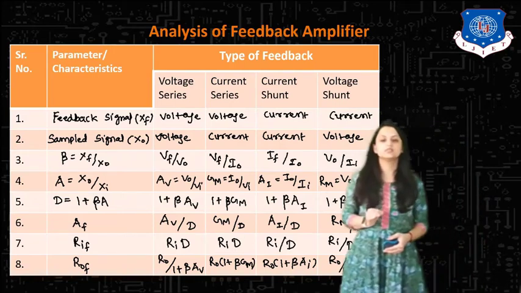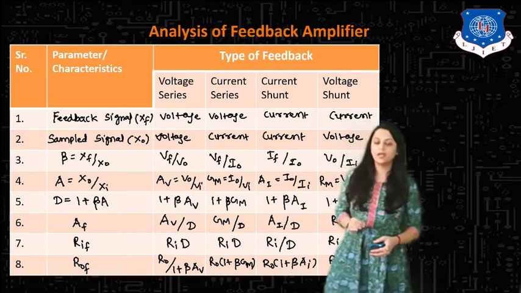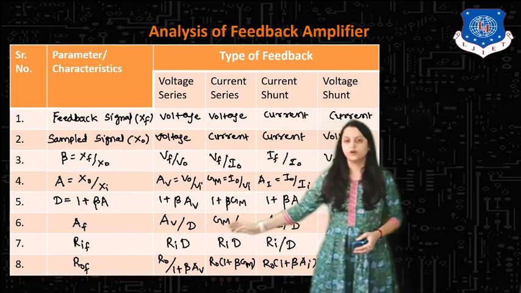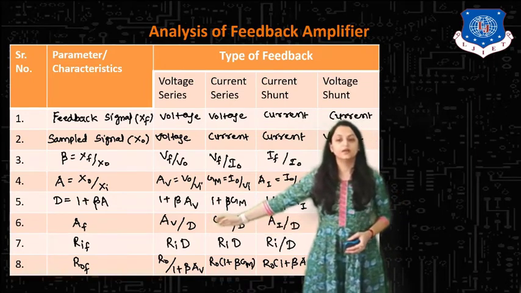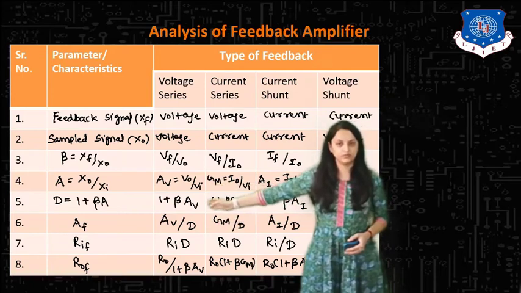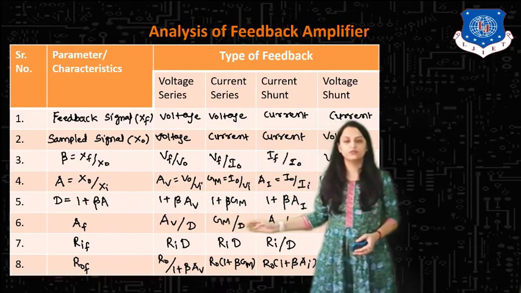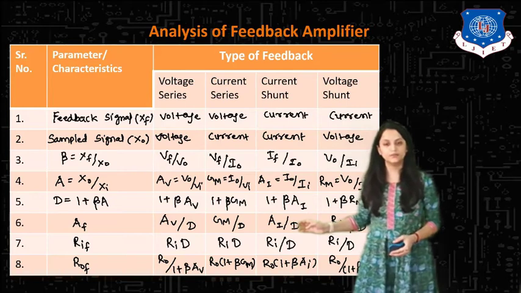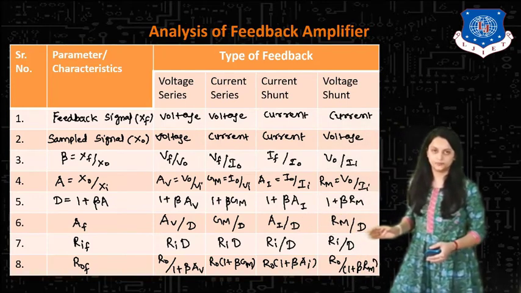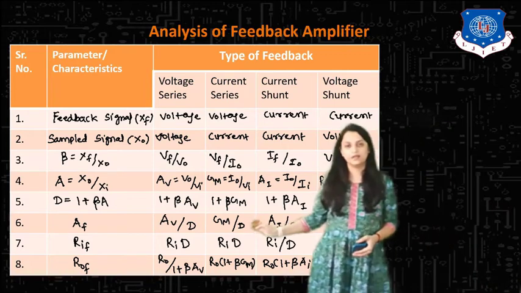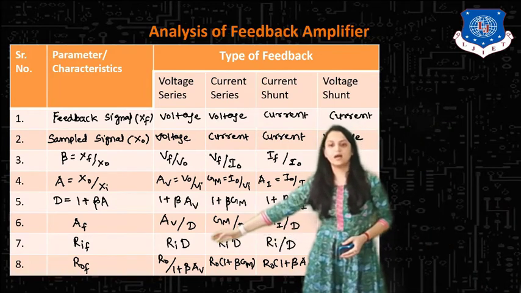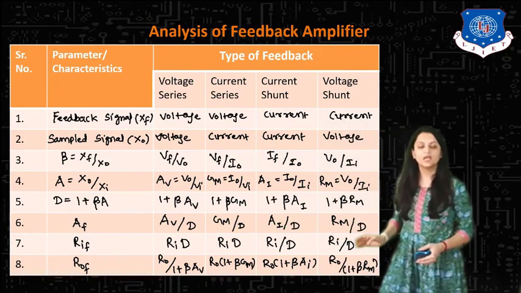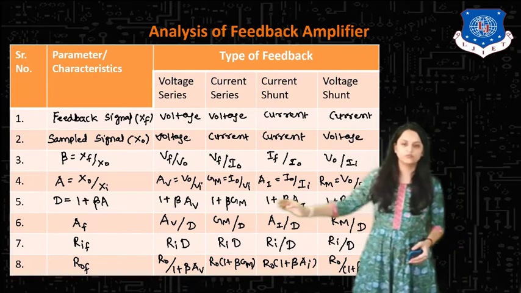Now, if we say what is the gain with feedback values for 4 of these parameters, so here for voltage series it is AV by D, where D is what? D is 1 plus beta AV. So it is AV by D. Next, for current series, it is GM by D. For current shunt, it is AI by D. And for voltage shunt, it is RM by D. Okay? RIF, that is input resistance with feedback, which is RI into D, RI into D, RI by D, RI by D. Again, I am saying D is what? These are the values for D.